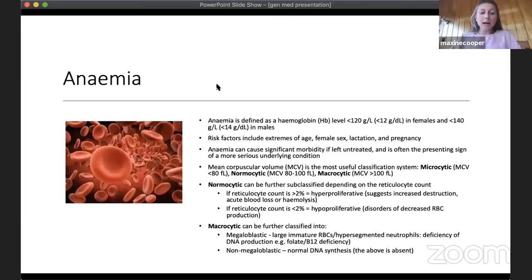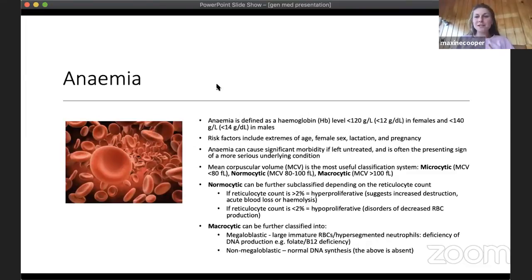Okay. And so the key way to differentiate the different anemias and work out what the causes are is through the MCV. So you've got your microcytic below 80, normocytic 80 to 100, and macrocytic above 100. And your normocytic can be divided further.